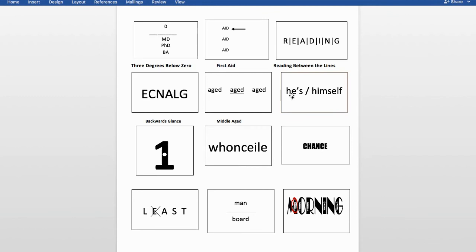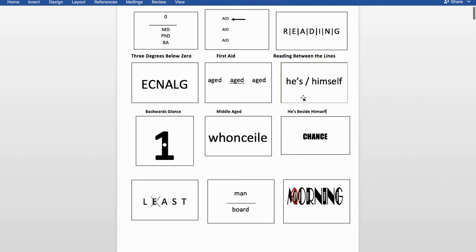Here we have the word he's. Here we have the word himself. And we have a slash between them. And so this is the saying, he's, and this is very little, beside himself. And he's beside himself means that he is just so infuriated or angry or whatever, that's a common saying that you say, he's beside himself. He's not literally behind himself, but it is a saying.